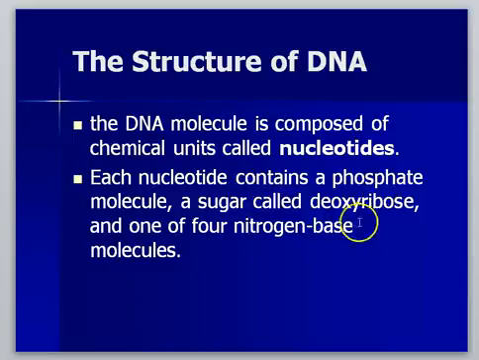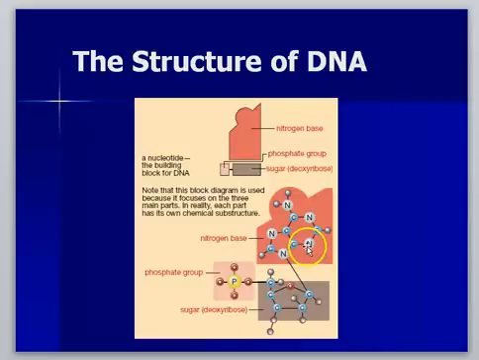So we've got a phosphate molecule, a deoxyribose sugar, and then we've got 4 different nitrogen base molecules. And that's really what makes each nucleotide different. Each nucleotide, when we get into the 4 types in a second, has the exact same sugar and phosphate, but it's these nitrogen bases that make each nucleotide different.